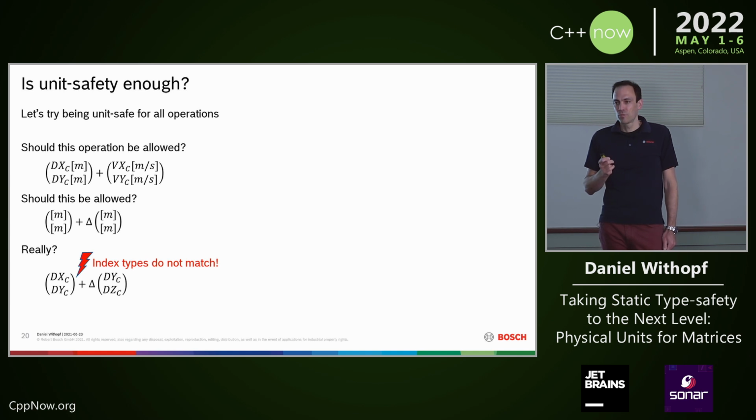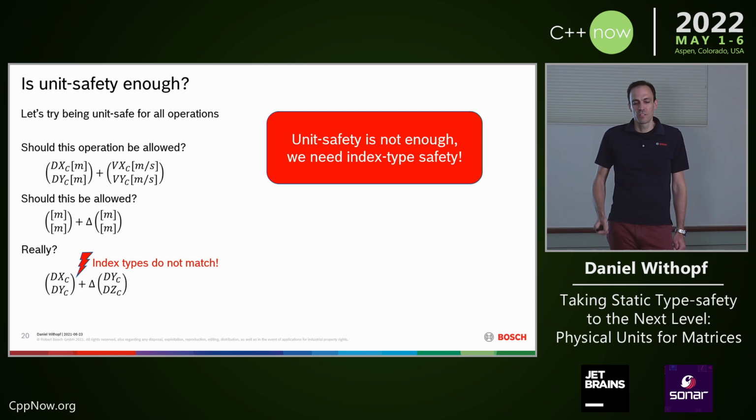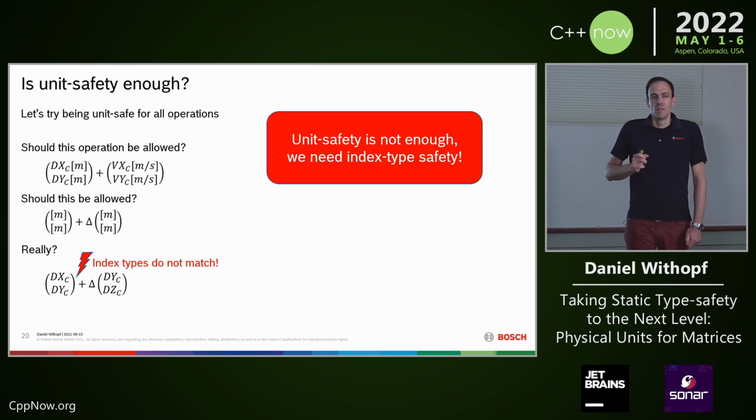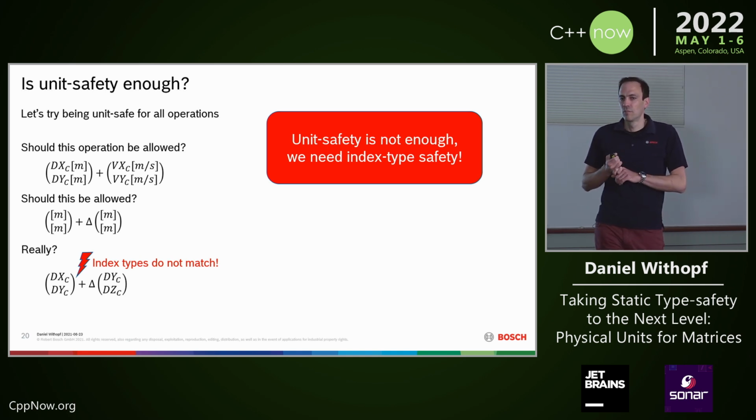So the lesson that we should take home from this slide is that unit safety is not enough. We actually need index type safety. Because the physical units could be identical, but it could still describe different things. Because you don't want automatically to upgrade.